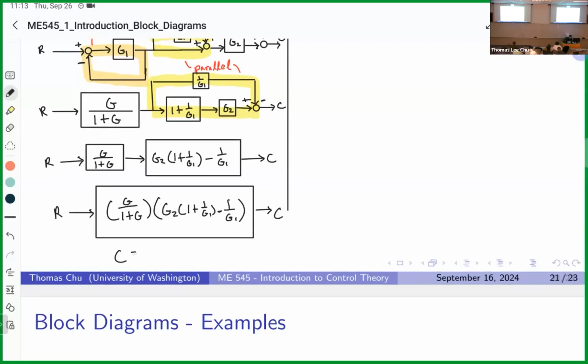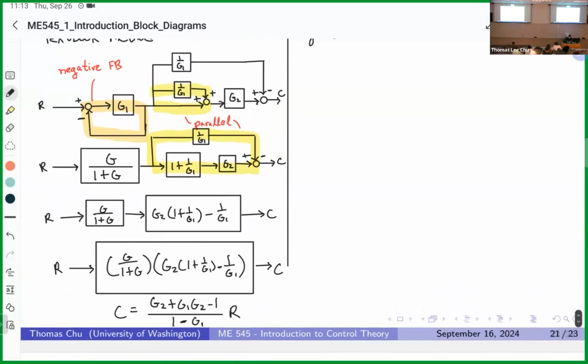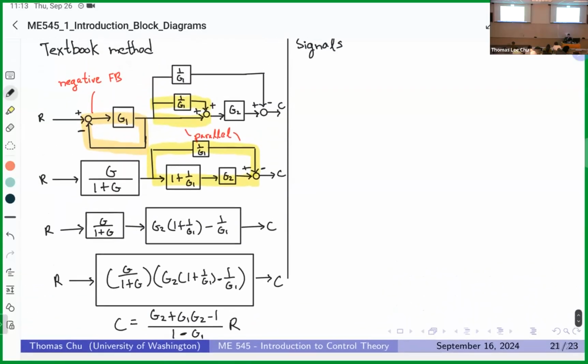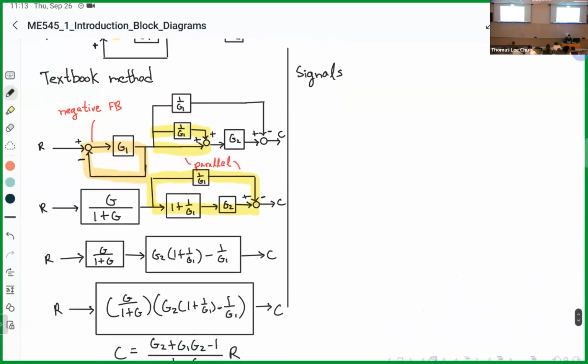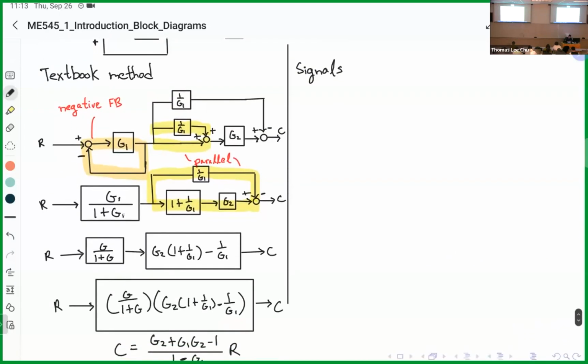If you want to simplify it, C is going to be G2 plus G1 times G2 minus 1 divided by 1 minus G1 multiplied by R. Yeah, sorry, it's G1. Thanks for pointing that out.